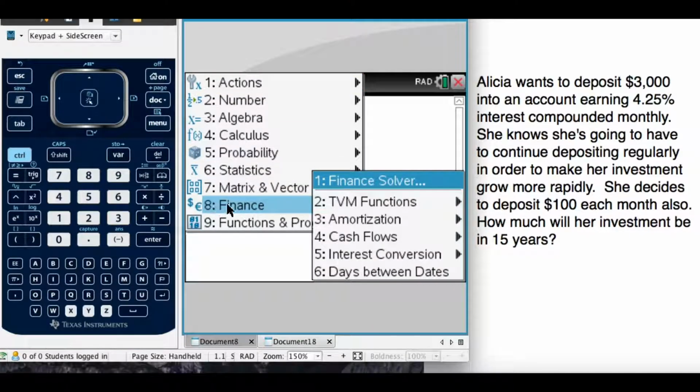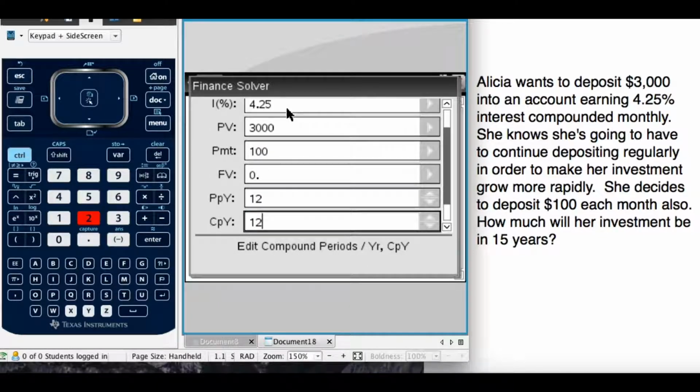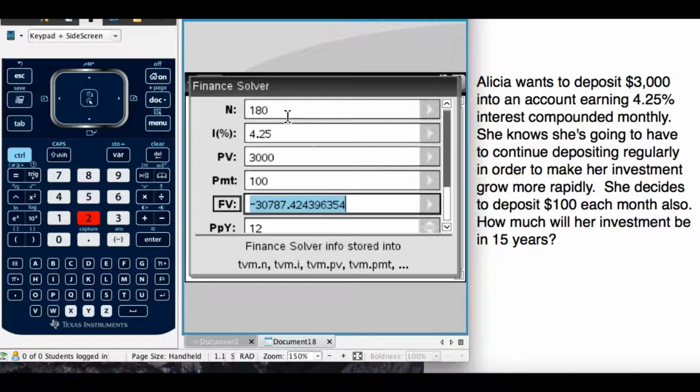So if we go back to the finance solver, we're going to have to input this information: 15 years, and we're talking about monthly payments and monthly compounded interest. So 15 years times 12 is going to give us our value for N, and that's 180. Our interest is 4.25. Our present value is $3,000. Our payment is $100. And we calculate future value. That gives us $30,787 and about 42 cents. Now notice present value and payment must be the same sign.